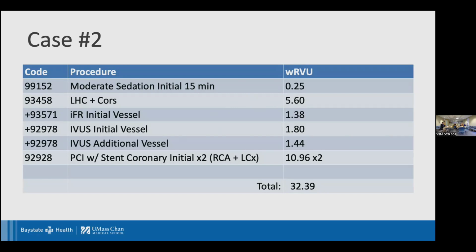IVUS initial vessel, right? We IVUSed 2 vessels. So IVUS initial and IVUS subsequent. We IVUSed the right coronary and the circumflex. And then, this is the key point here, PCI with stent initial twice. Once for the right coronary intervention, once for the circ. Now in the right coronary, we stented the right coronary and separately stented the posterolateral branch, right? Doesn't matter. You can stent as many posterolateral branches as you want. They're all part of the right coronary system. You get to code for the right coronary once, and you get to code for the circ once. Questions on the coding for that case?